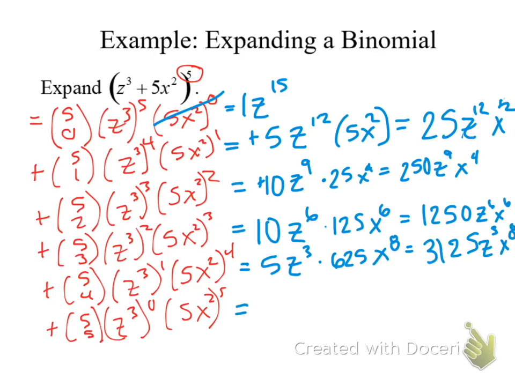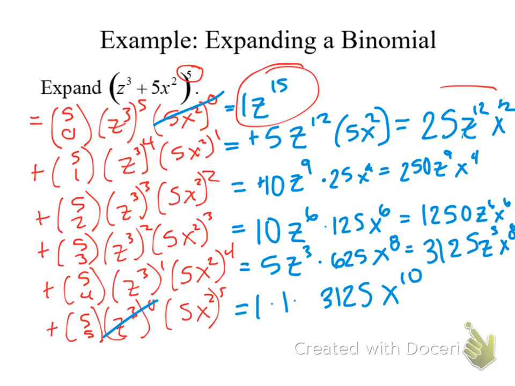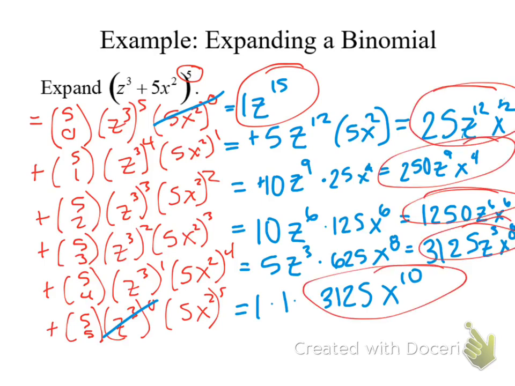And then the last one, that's going to be 1 times 1, because that goes to 1, times 5 to the 5th, which is 3125 again, and then x to the 10th. So the final answer is adding up all of these final terms together, and I'll show it to you in a moment. The key with these is when there's a number inside your A or your B, make sure to raise it to that power so that you can finish up the problem.